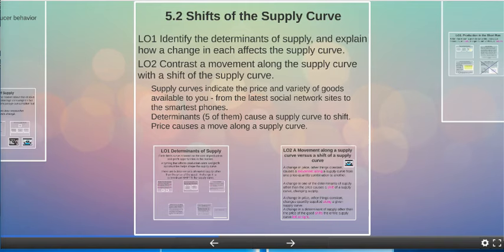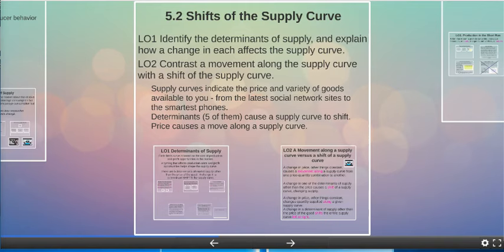So supply curves indicate the price and variety of goods available to you, from the latest social network sites to the smartest phones. Assumed constant along a supply curve are the determinants of supply other than the good's price. So on a supply curve, the price can change, and that is it. No determinants are changing. But there are 5 determinants of supply that if they do change, the supply curve has to shift left or right.